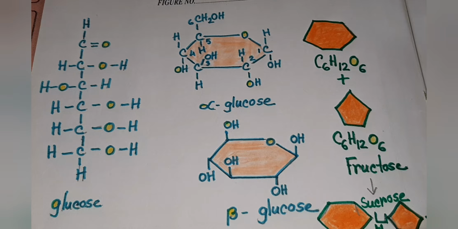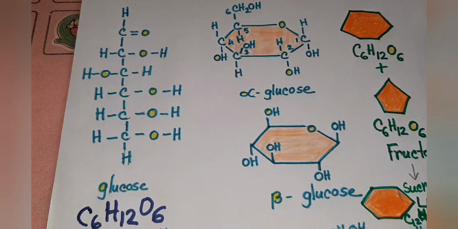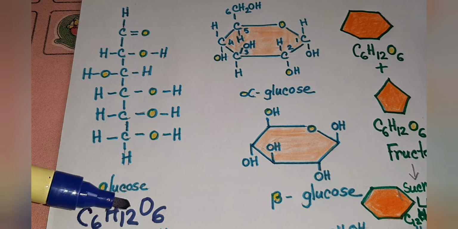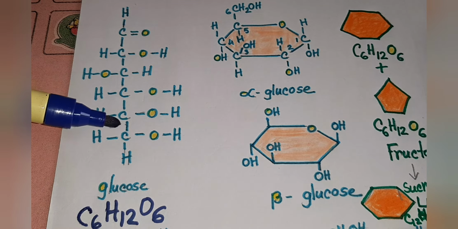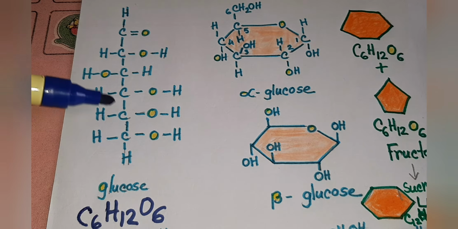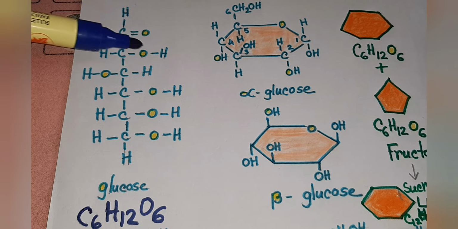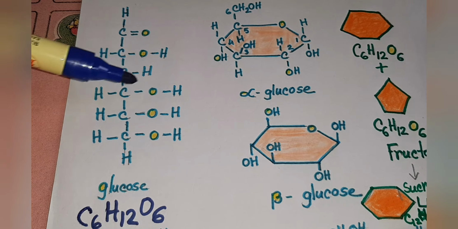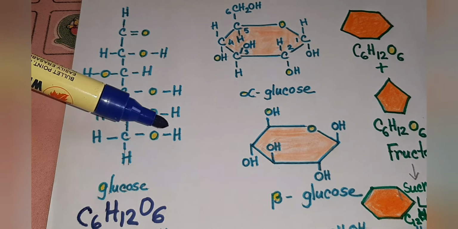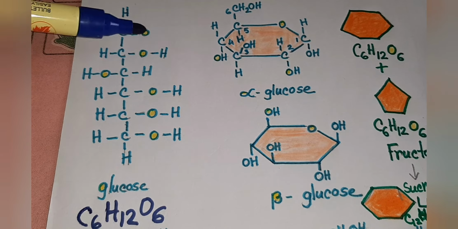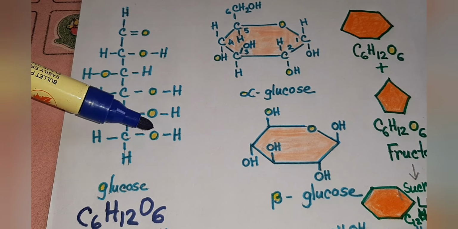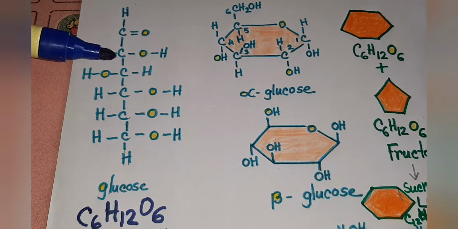So guys, I'm going to show you how you can draw the simple sugars, that is monosaccharides, such as glucose. Glucose is C6H12O6. That means you need to draw 6 carbons, 1, 2, 3, 4, 5, 6, and 12 hydrogens, 1, 2, 3, 4, 5, 6, 7, 8, 9, 10, 11, 12, and 6 oxygens, 1, 2, 3, 4, 5, 6.